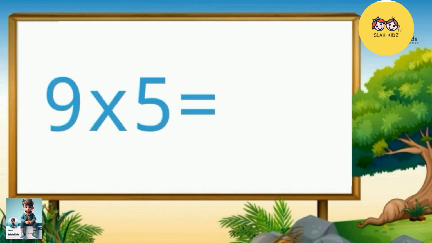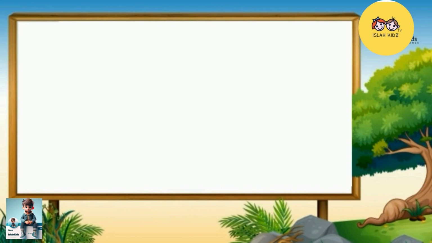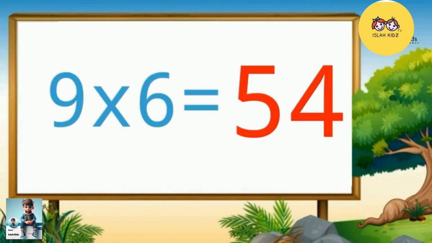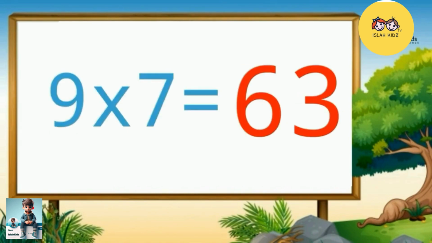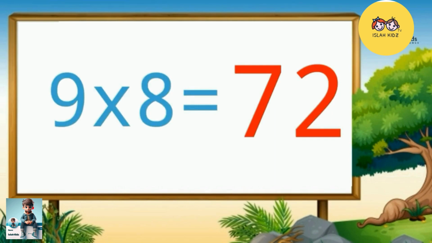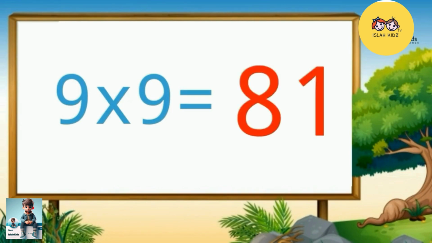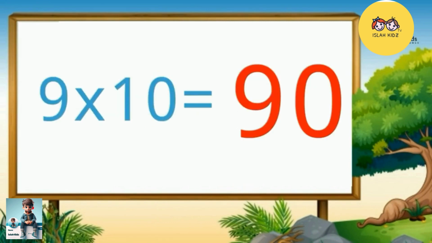9 fives are 45. 9 sixes are 54. 9 sevens are 63. 9 eights are 72. 9 nines are 81. 9 tens are 90.